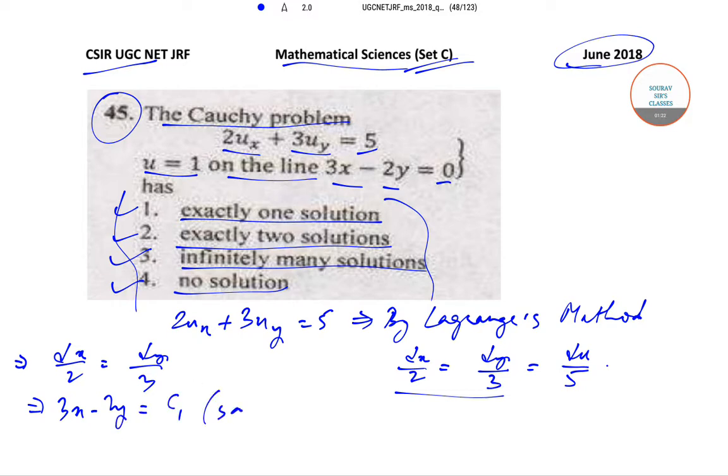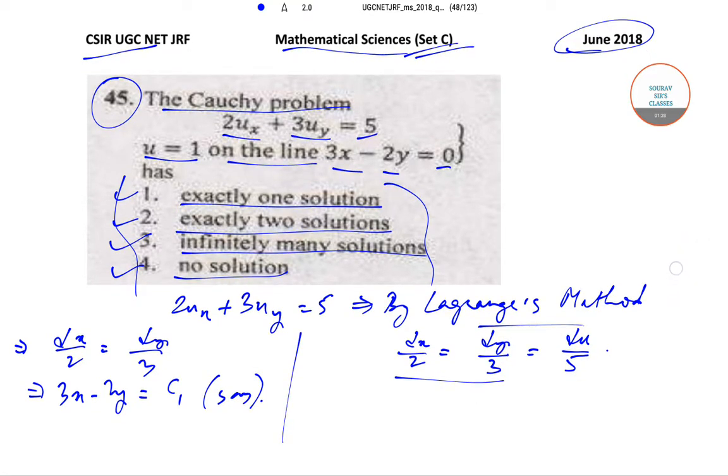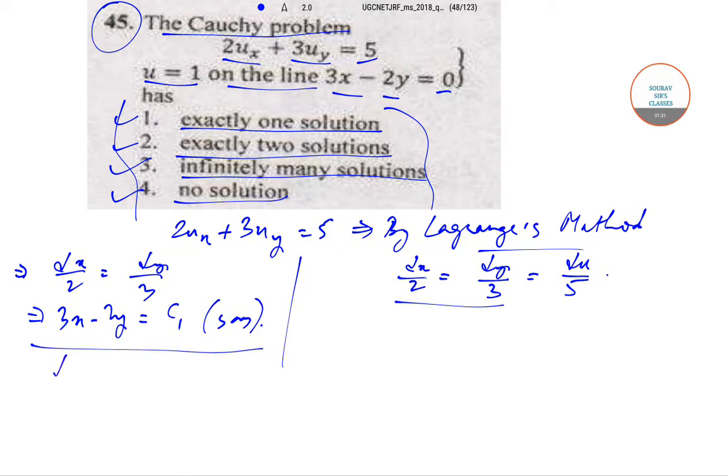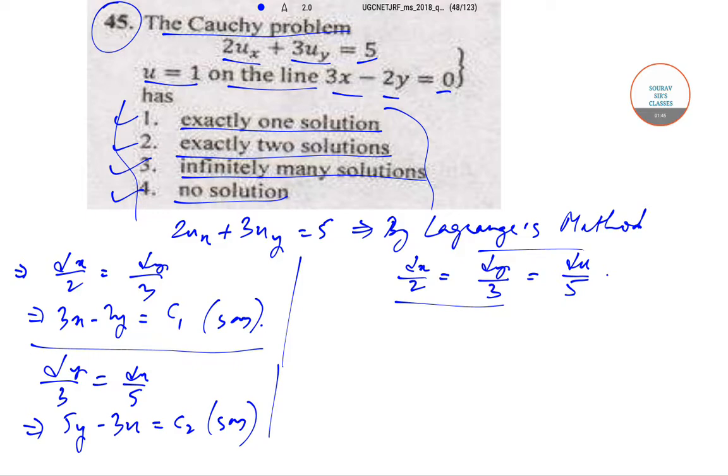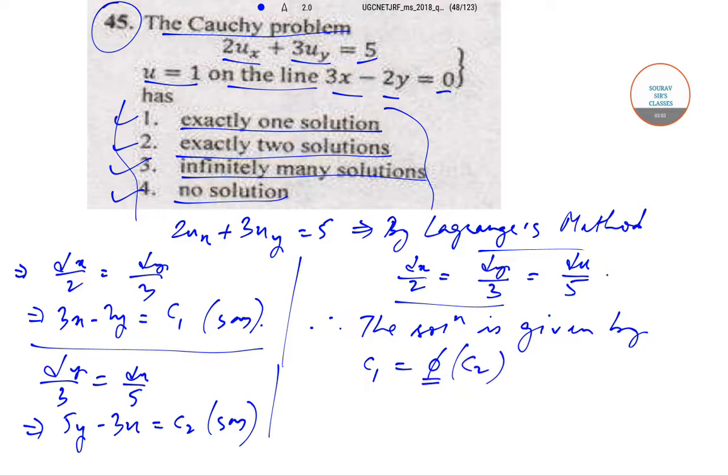And now if we take the second two relationships, dy/3 = du/5, and upon integration this will give us 5y - 3u = c2, which is some constant. Okay, so this is what we are getting. Therefore the solution is given by c1 equal to some function of c2, and that function is denoted by phi, so c1 = phi(c2).